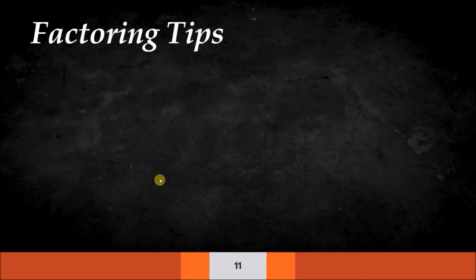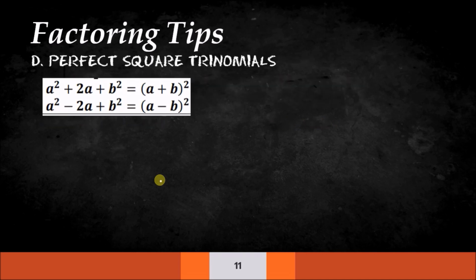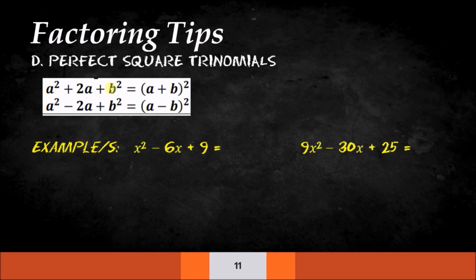Another tip, which is the perfect square trinomial. Masasabi mo na ang isang expression ay perfect square kapag tinignan mo yung kanyang mga middle term ay twice ng product ng mga square root ng first term and last term. Tignan natin. Ito.